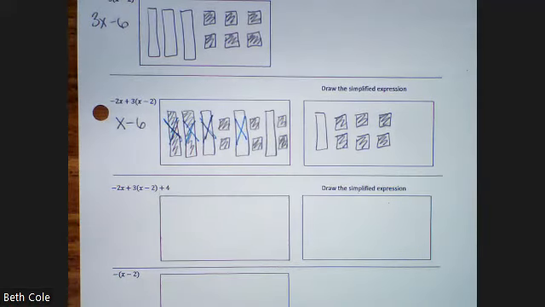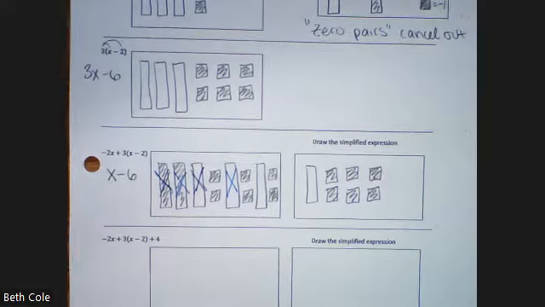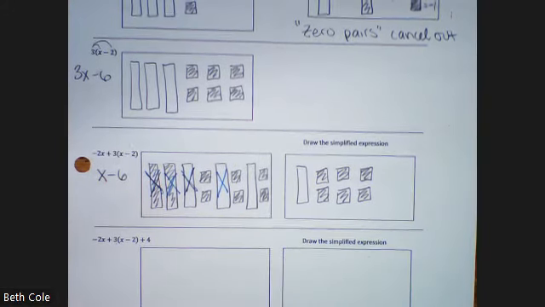So 0 pairs cancel out. So you find a pair that's the same thing, but one positive and one negative, and they're going to undo each other, so they go away.